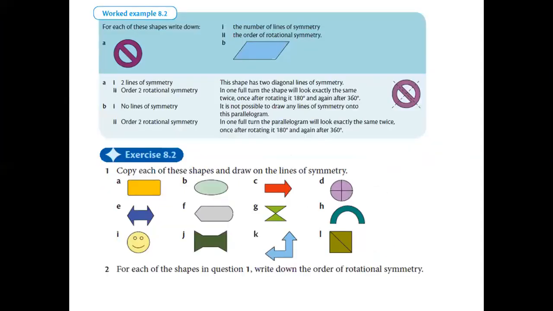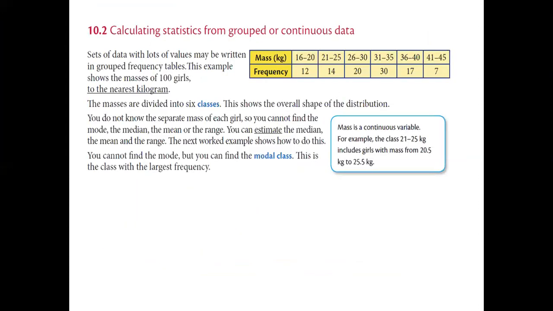Today our chapter is 10.2, calculating statistics from grouped or continuous data. So let's read first of all the definition. Sets of data with lots of values may be written in grouped frequency tables. This example shows the mass of 100 girls to the nearest kilogram.